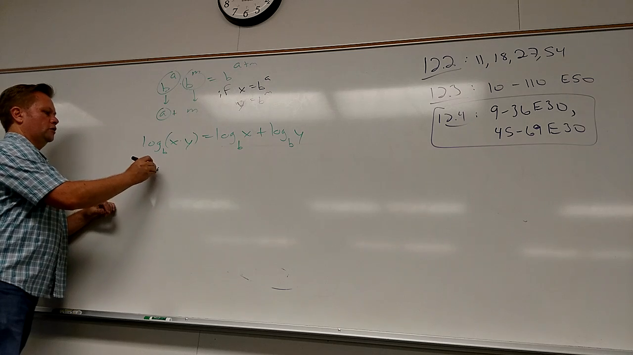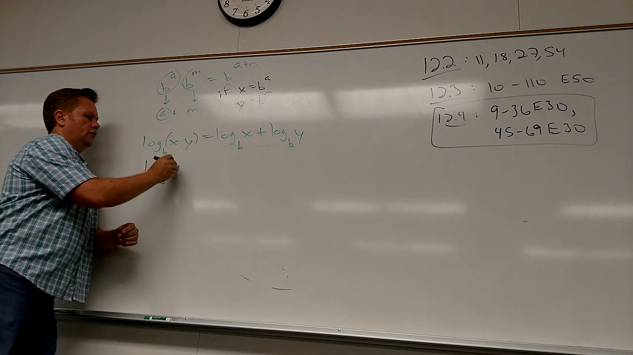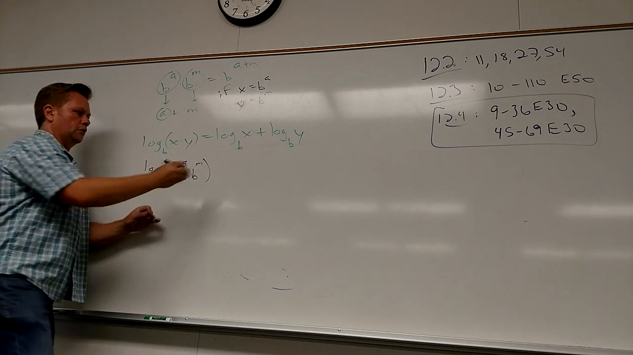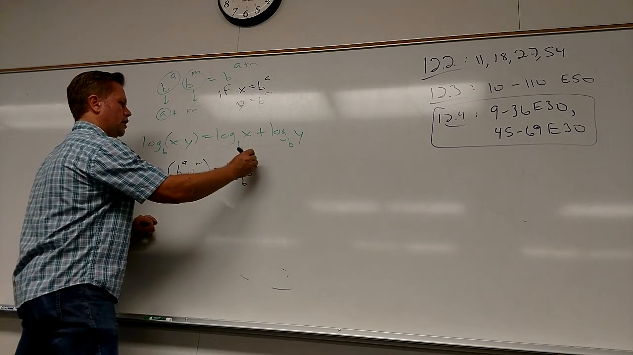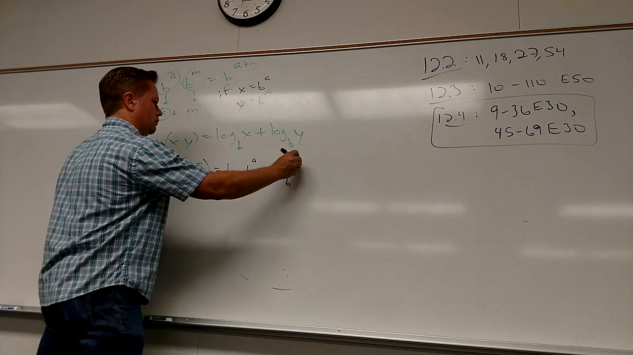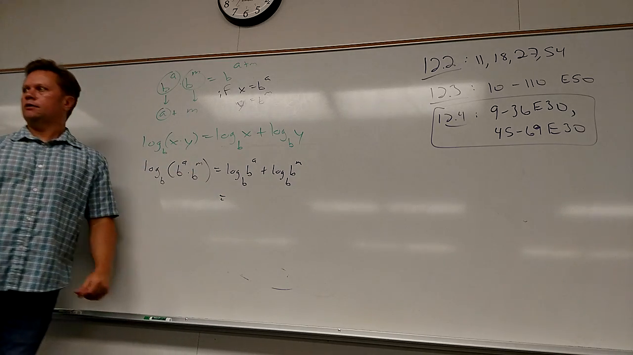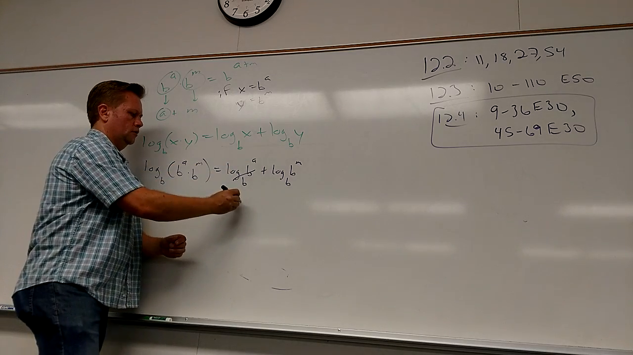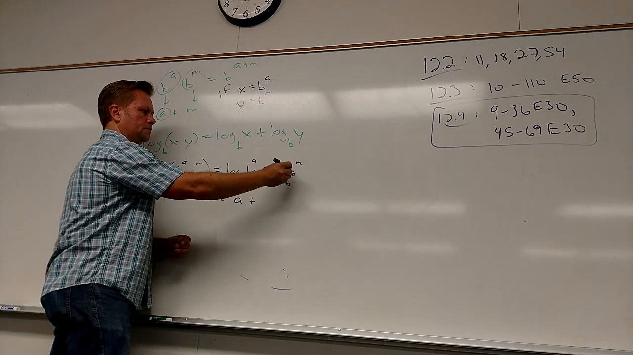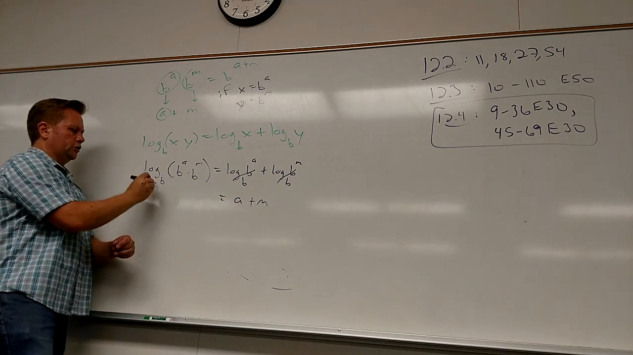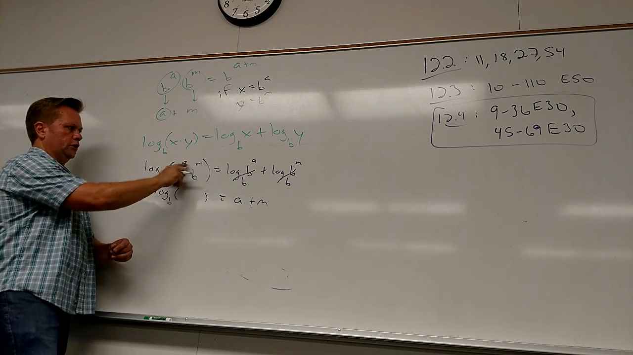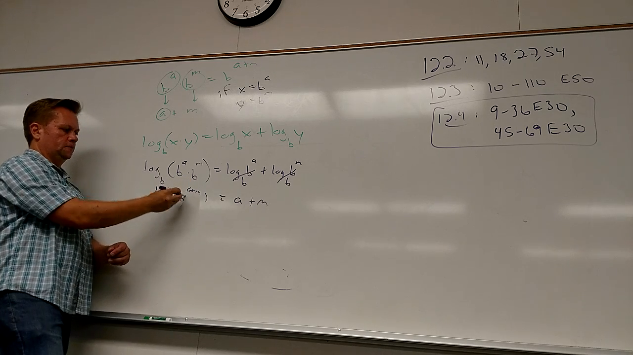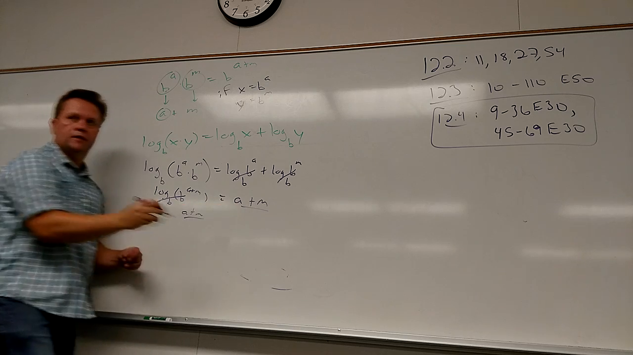So what would this look like? This would look like log base b of b to the a times b to the m. And supposedly that equals log base b of b to the a plus log base b of b to the m. Now what is log base b of b to the a? We just had one like that. a. What's log base b of b to the m? m. And look here, what do I do with the stuff on the inside? So what's log base b of b to this? That. So a plus m equals a plus m.